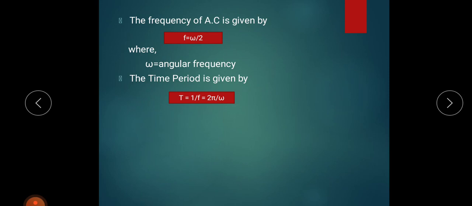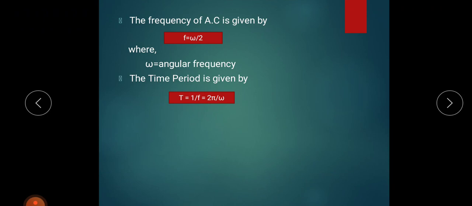The next one: frequency of the alternating current, which is expressed as f is equal to omega divided by 2 pi, where omega is the angular frequency. The next equation is the time period. Time period is given by T is equal to 1 divided by f. Time period is always the reciprocal of the frequency of the alternating current.